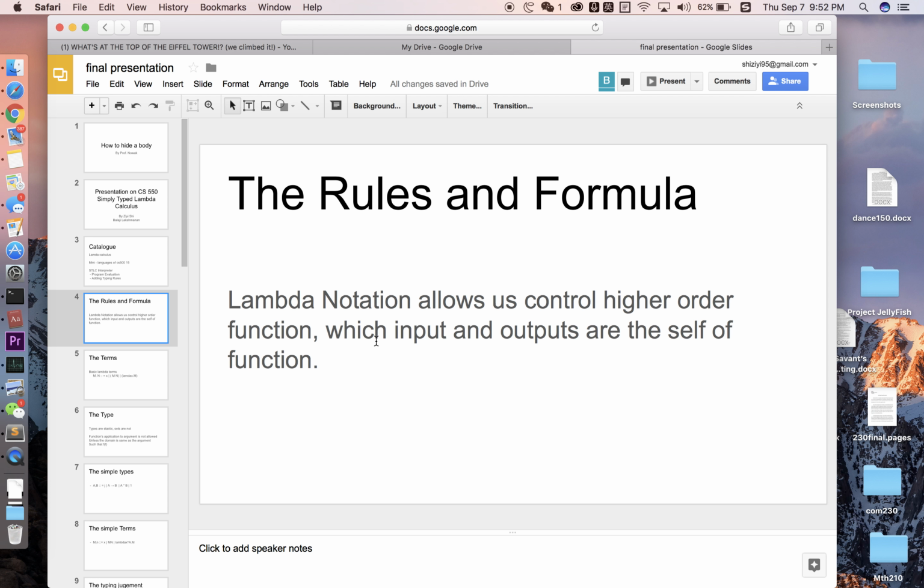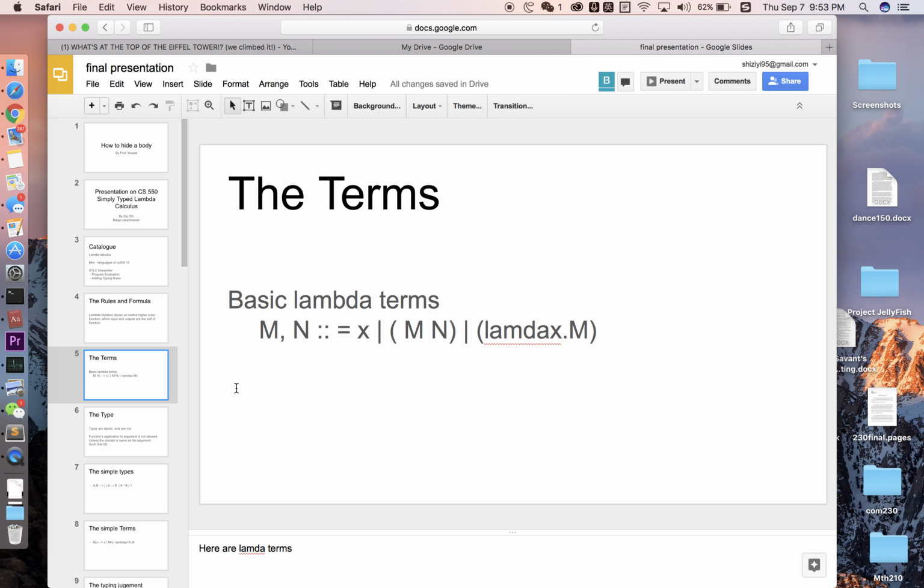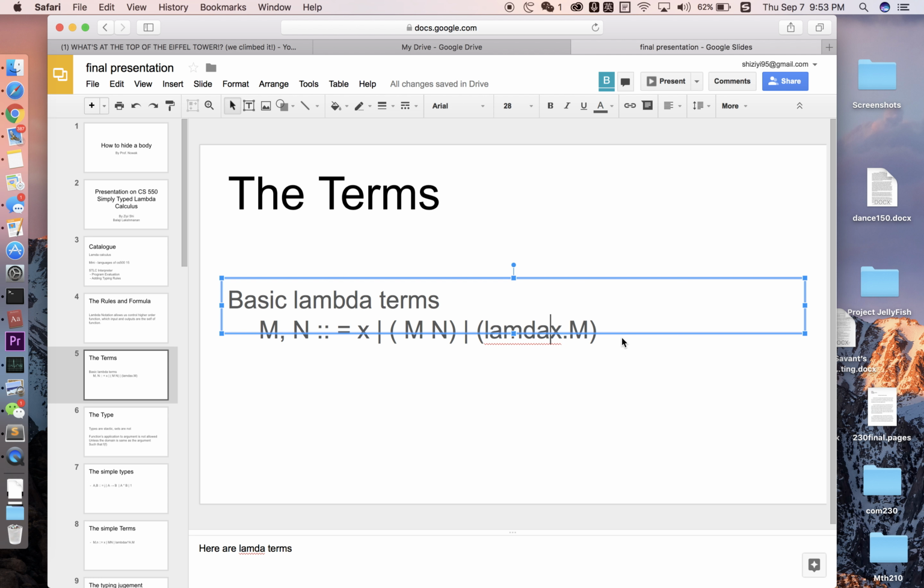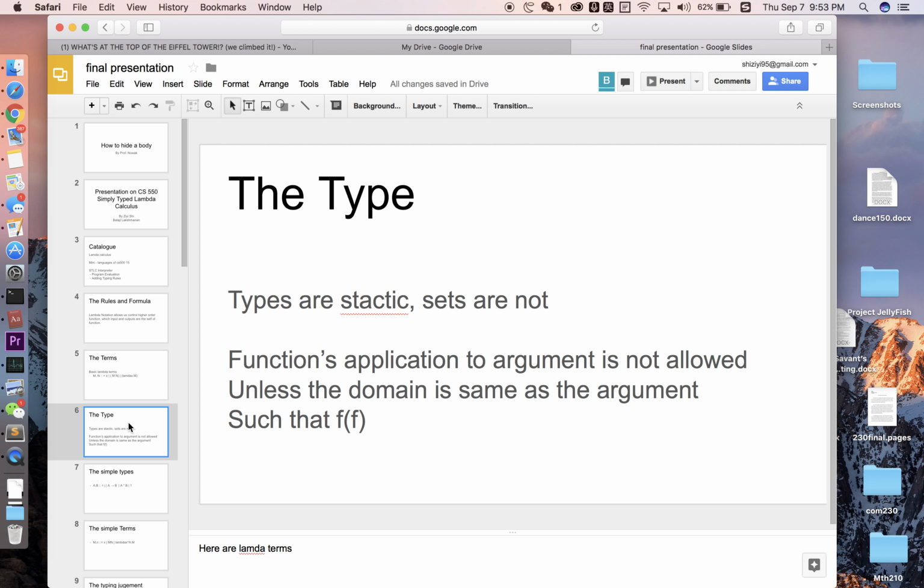That means the function is able to control itself as the output. And this is the basic term: MN, and N equals x, or lambda. This lambda here is supposed to be the symbol, but I don't know how to type it, so I did it this way. Next slide. The types are static, and the terms are not. This is the difference.